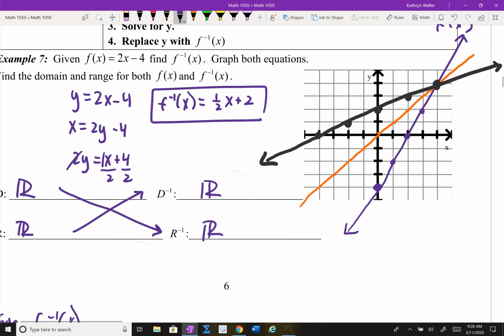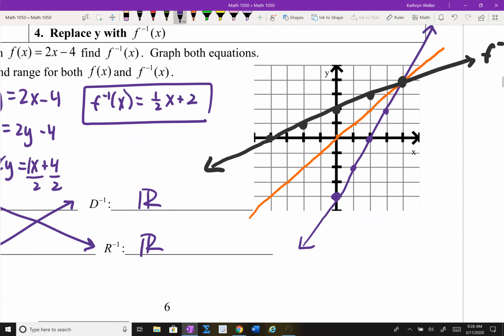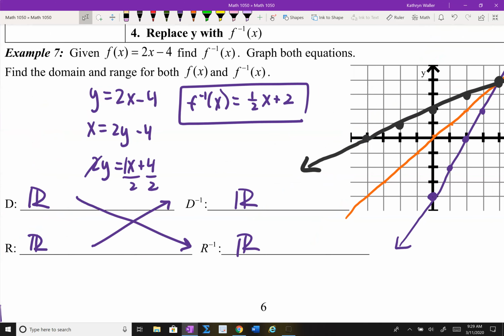And you can actually take a second and look at that black line. You went up 2, up 1, right 2, it lies right on top of it. Okay, who says I'm totally good with that? Raise your hand, let me see. Okay, great.